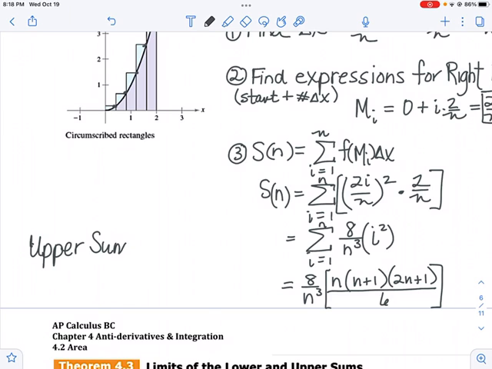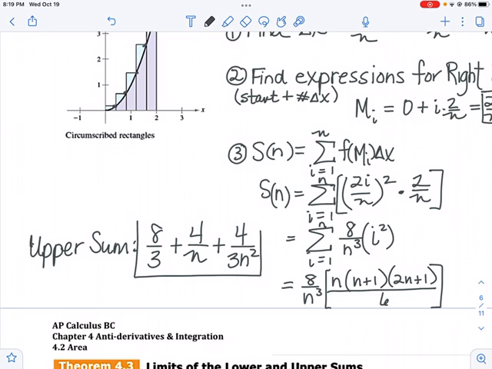So then for the upper sum, that's going to be 8/3, and that's going to be plus 4 over n. And then it turns out to be plus 4 over 3n squared. You can kind of see, you're thinking to yourself, man, what if n goes to infinity with these two expressions, upper and lower sum? And you're probably thinking correctly that the value has to be 8/3.